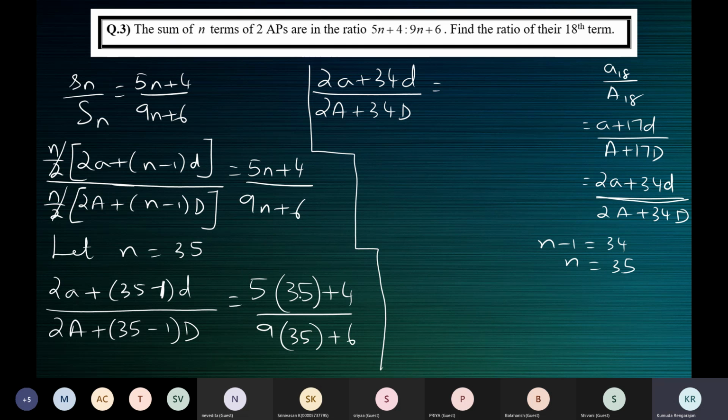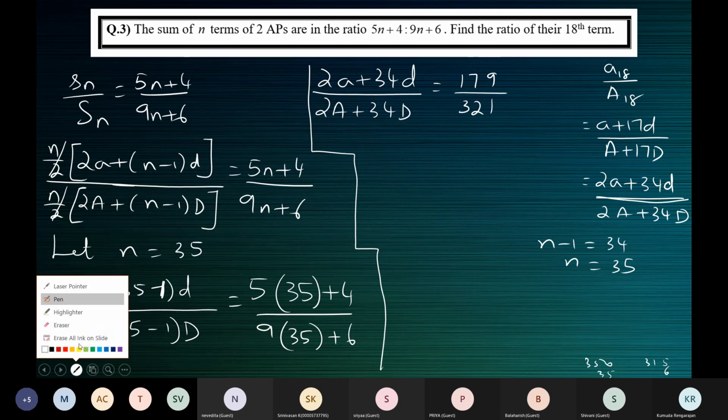5 times 35 is 175, plus 4 is 179. Please check my calculation. I'm not sure about that. 9 times 35 is 315, plus 6 is 321. Please tell me if I'm right. Only then I can proceed. 5 into 35 plus 4, and 9 into 35 plus 6. Yes ma'am. Okay, thank you.